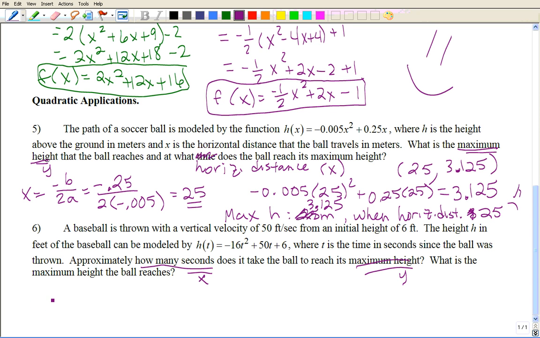So we do the same thing we did before. We're going to plug in negative b over 2a. So we'll have negative b is 50 divided by 2 times a, which is negative 16. So that will give us positive 1.56 seconds, and that's the time it will reach its maximum height. And then to get the y value, we just plug that into our formula.